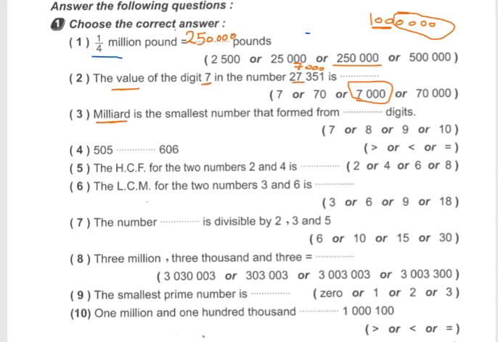Milliard is the smallest number formed from... He said milliard has 9 zeros. If we want to count: 1, 2, 3, 4, 5, 6, 7, 8, 9, 10. 9 zeros, and we have 1. So how many digits here? It will be 10 digits.